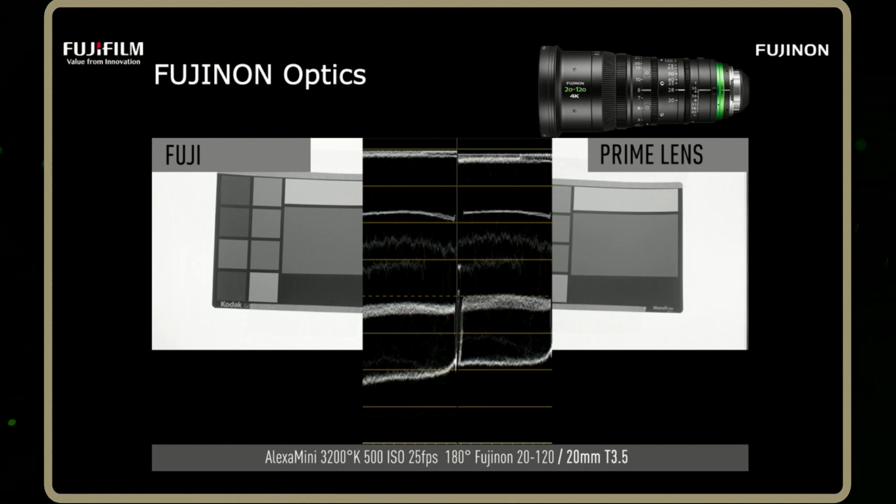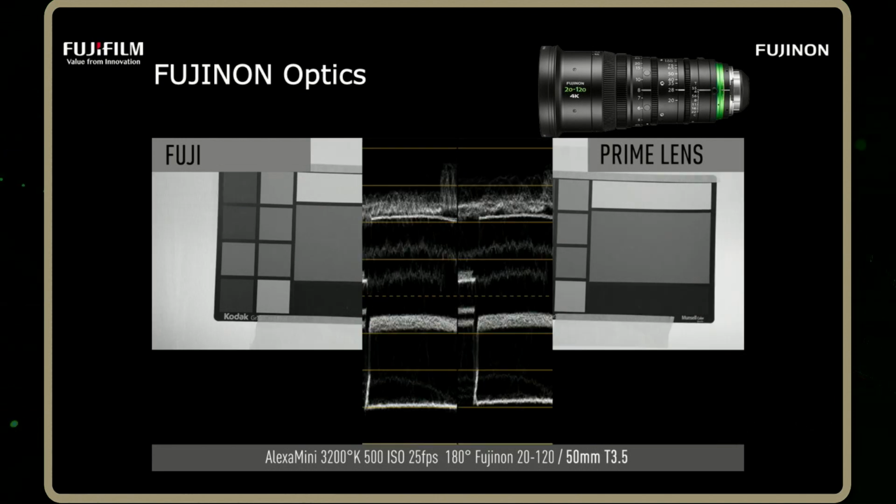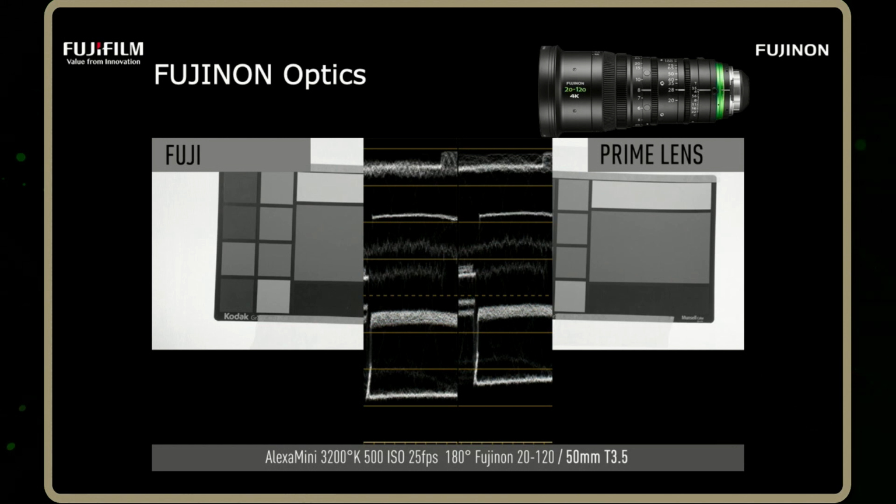If you move forward, I think we've got this at 50 millimeters as well. Just keep moving forward. Yeah, so you can see there again, the shadows are registering much lower on the scope. So that's where you're getting higher contrast and you're getting better HDR performance. So just move on again.